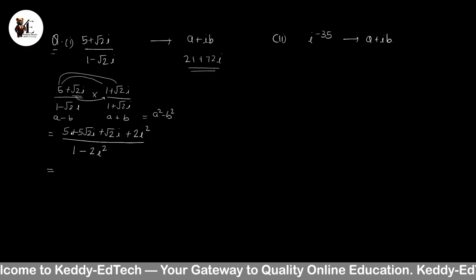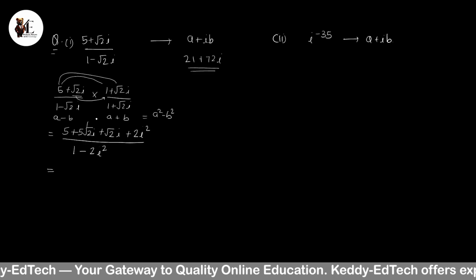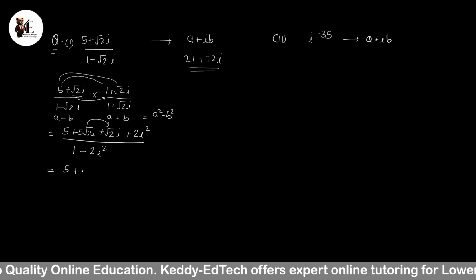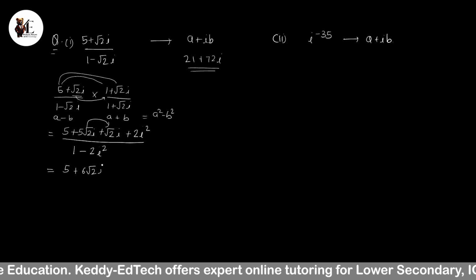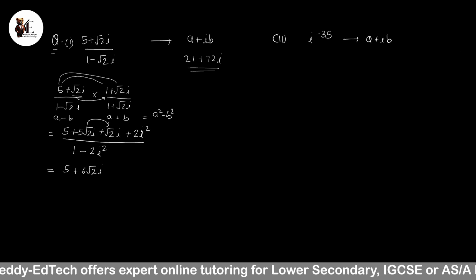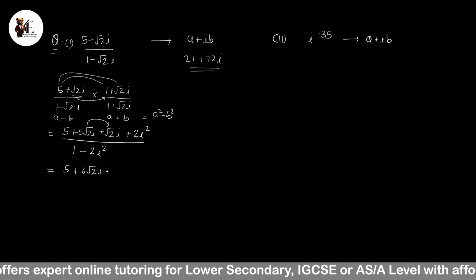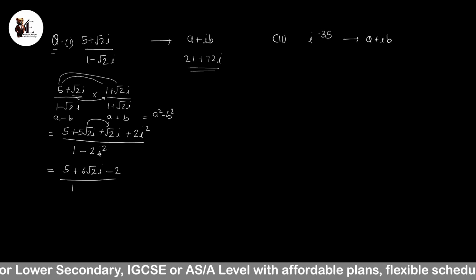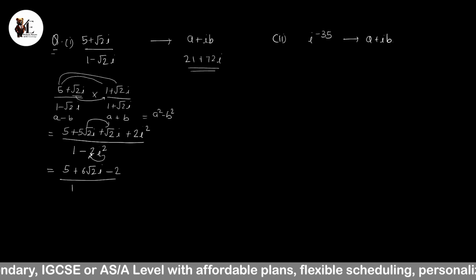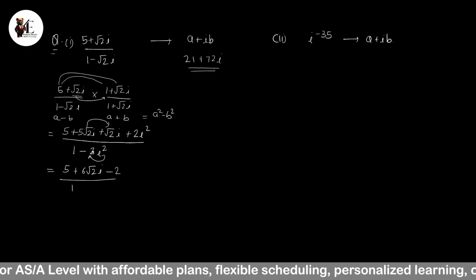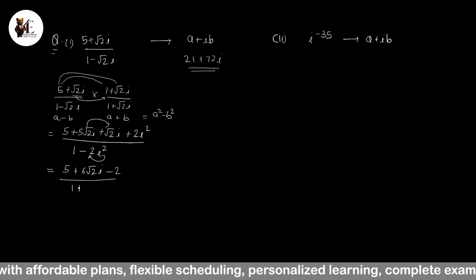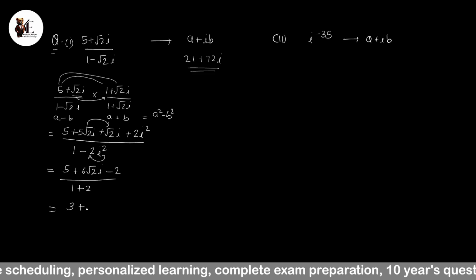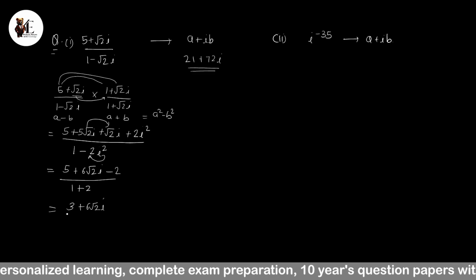So now solving this one. 5 plus root 2i and one more root 2i is added to it, so that will become 5 plus 6 root 2i. And the value of i square is negative 1. So when you multiply negative 1 by 2, you will get negative 2, and the value of i square is negative 1, so when negative 1 is multiplied by negative 2, this will become positive 2. So 5 minus 2 will be 3, plus 6 root 2i over 3.